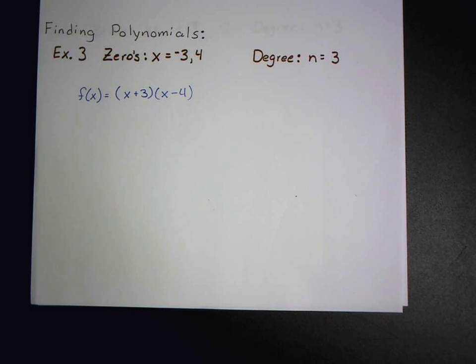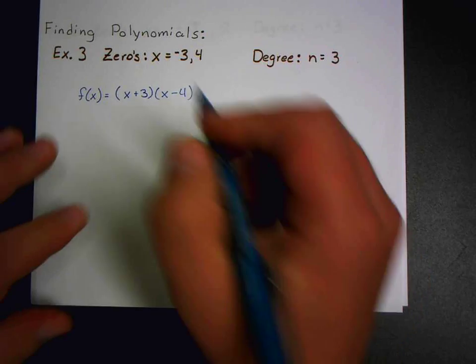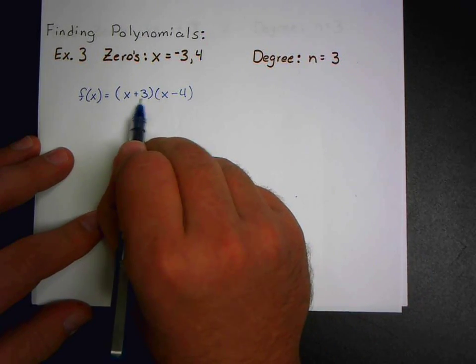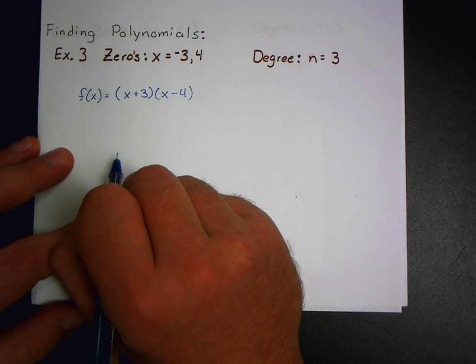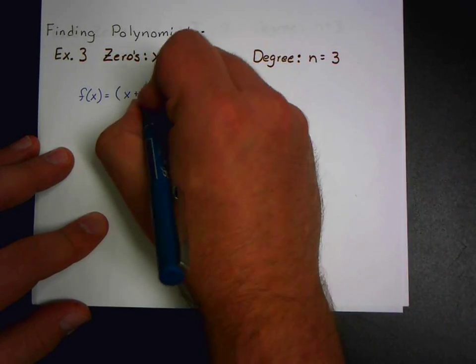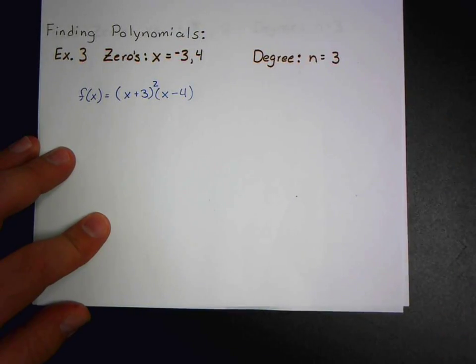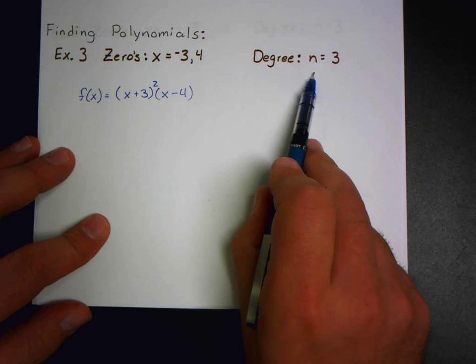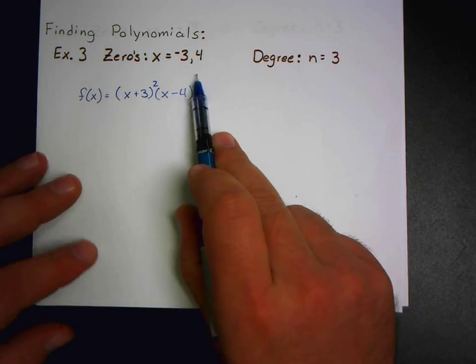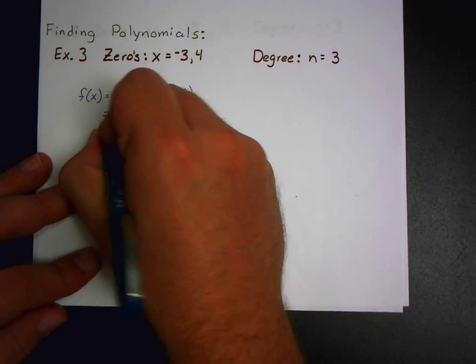You get to choose because they don't tell you. So you either get to put a squared on the 3 or the 4. So on these problems, a lot of you can have different answers. It's fine. So I'm going to put the squared on this one. But that's what it comes down to. You just need to make sure you have a degree of 3. They only give you 2 zeros, so you pick one. Then you need to multiply it out.